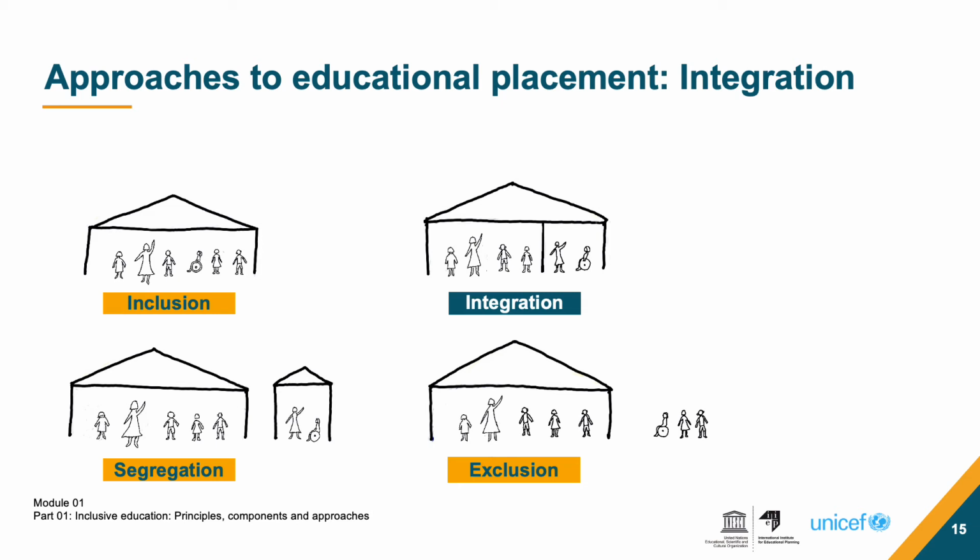Integration means that children are all in the same mainstream school. However, they are not placed in the same classroom with the other children. Typically, they are placed in separate classrooms with other children with disabilities. Whenever they are in the same classroom as their peers, the school itself focuses on supporting the child to fit into a standardized classroom.